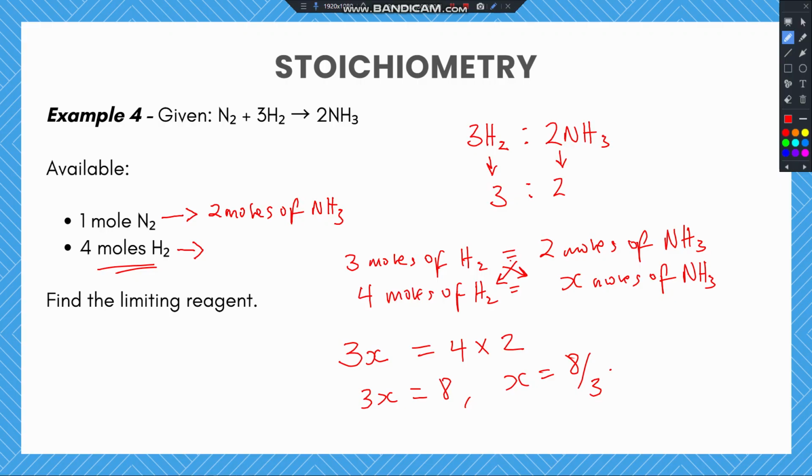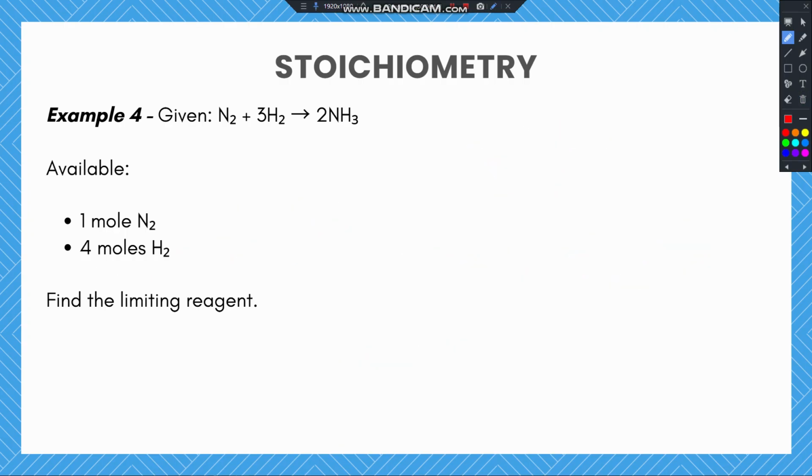8 divided by 3 gives me 2.6 moles of NH3. So what this simply means is 1 mole of nitrogen produces 2 moles of NH3, while 4 moles of hydrogen produces 2.6 moles of NH3.